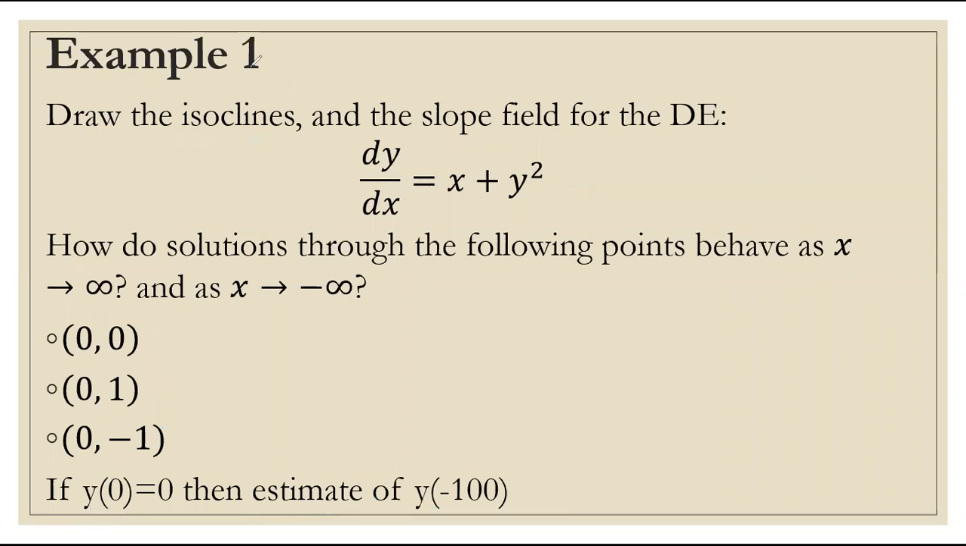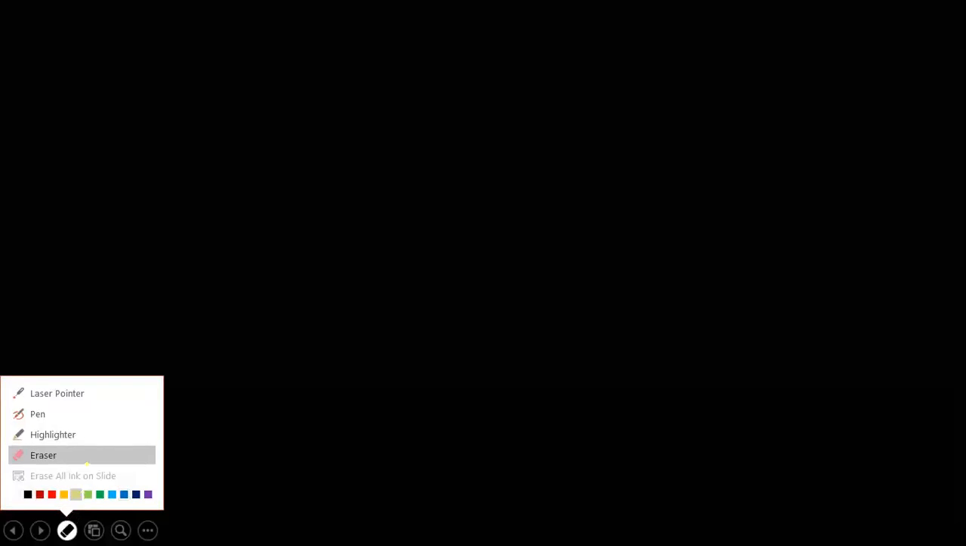So my equation is y prime equals x plus y squared. Here, let me use the PowerPoint pen now. My equation is y prime equals x plus y squared, and I ask you now to draw the isocline and the slope field. This is the first question. Don't forget that this is your f.